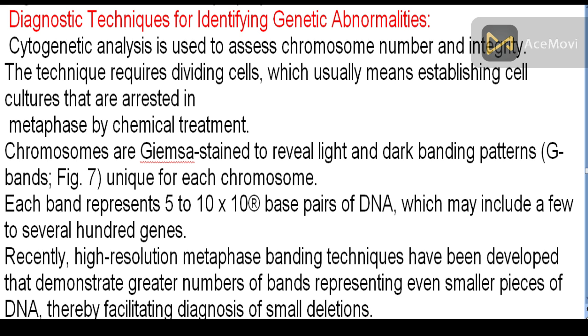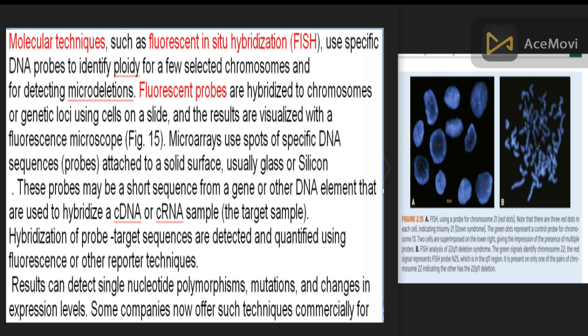Diagnostic techniques for identifying genetic abnormalities. Cytogenetic analysis is used to assess chromosome number and integrity. The technique requires dividing cells, which usually means establishing cell cultures that are arrested in metaphase by chemical treatment. Chromosomes are stained to reveal light and dark banding patterns, G-bands, Fig 7, unique for each chromosome. Each band represents 5 to 10 x 10^6 base pairs of DNA, which may include a few to several hundred genes. Recently, high-resolution metaphase banding techniques have been developed that demonstrate greater numbers of bands representing even smaller pieces of DNA, thereby facilitating diagnosis of small deletions.